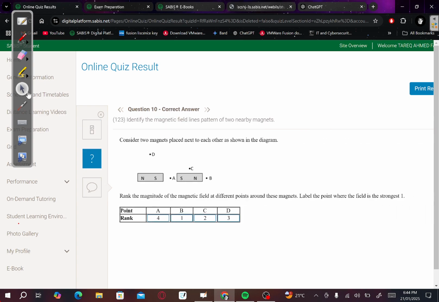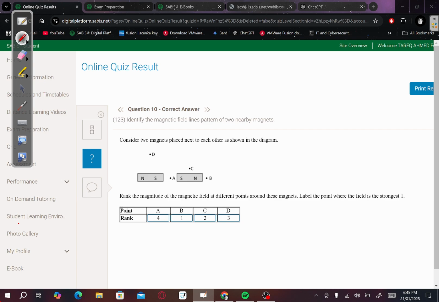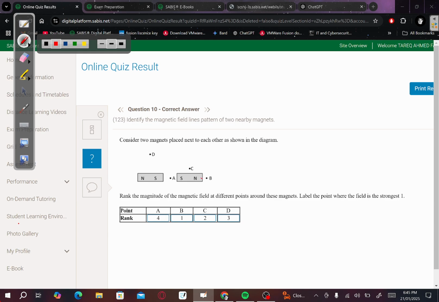Rank the magnitude of the magnetic field at different points around these magnets. Label the point where the field is strongest 1. Obviously it is from N to S, so it's going to be strongest at, or let's make it pass through C, for our convenience. So I'm just going to draw one line that passes through everything, something like this, not very accurate, but the best I can do with a small picture.